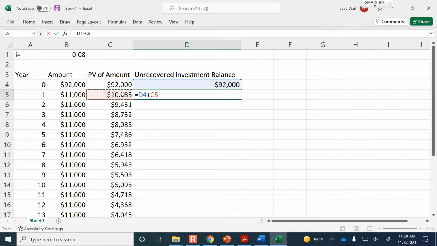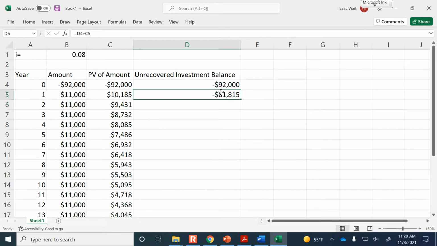So the reason why we had to do this PV of amount column is we want to combine dollars together in the same time frame. We want present value dollars to be combined with present value dollars. And those future value dollars, we couldn't just have it be with the 11,000 itself because those future value dollars aren't as meaningful as the money that was spent earlier in time because of the effect of inflation.